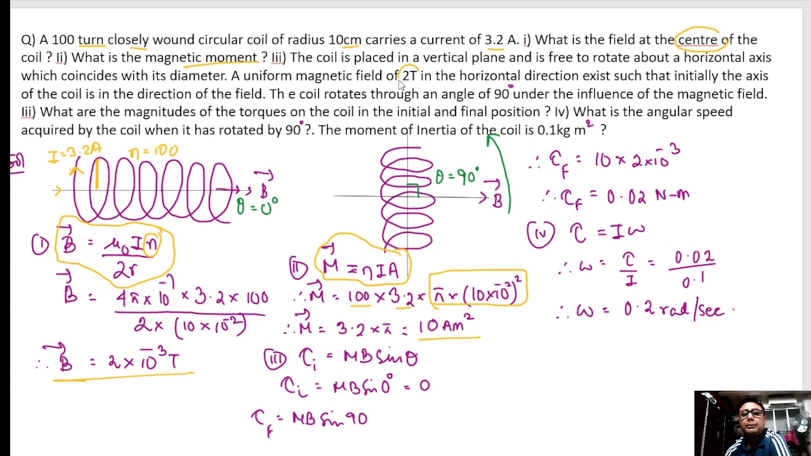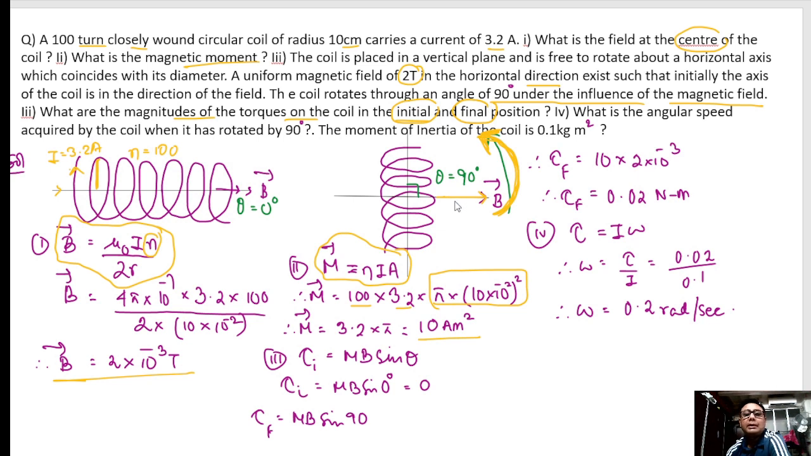There is a magnetic field being applied, 2 Tesla, in a horizontal direction. The coil is rotated through an angle of 90 degrees under the influence of the magnetic field. When this current carrying coil is placed in the magnetic field, it rotates through 90 degrees. Okay, the question is, what are the magnitudes of the torque on the coil in the initial and final positions?